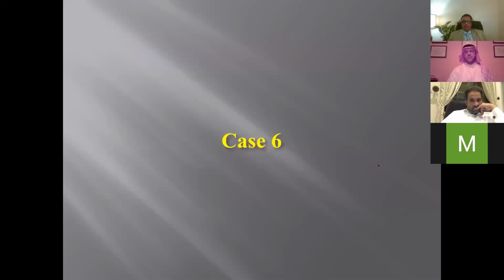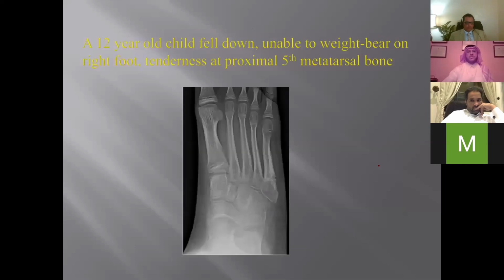Okay, let's move to case 6. This is a 12-year-old child who fell down. He came to you in the emergency department complaining of being unable to walk. When you examine him, there was tenderness on the proximal part of the 5th metatarsal bone. As you see here, there is kind of abnormality here.